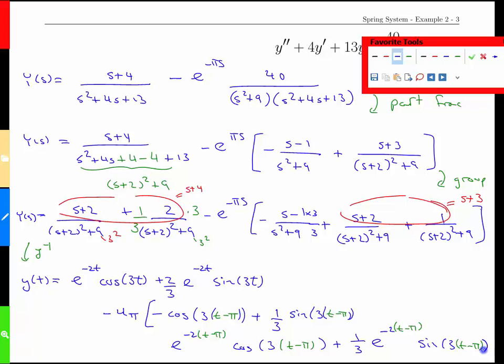All of those t minus pi's arise because of this exponential function, giving us a step and a shift as a pairing. So that looks a little hairy. Let's see what it looks like in piecewise format. It might make a little more sense then.